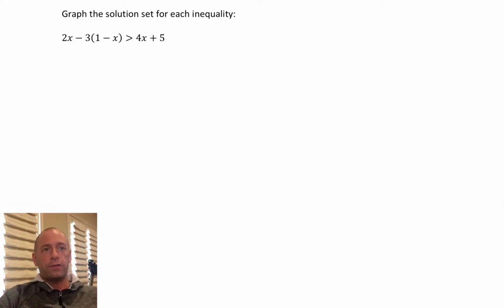Hey, it's Mr. Redstone, and in this video we are going to be solving a couple of inequalities and then graphing the result on a number line. In a previous video, I always used this DCI method where we combine like terms, and then we use inverse operations. That still goes for inequalities.